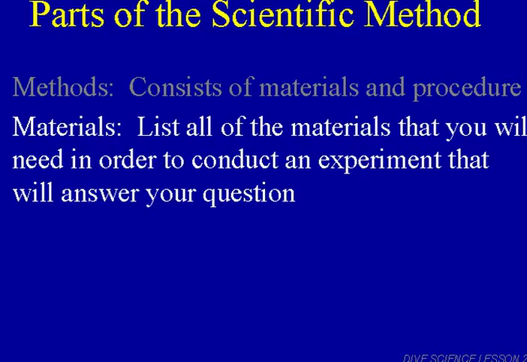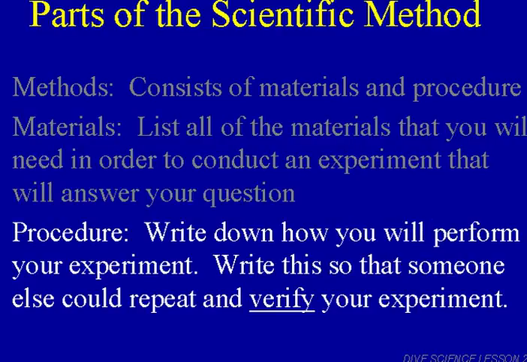And so you just start thinking about, how am I going to answer this question by doing an experiment? What materials will I need? And you exclude any materials that won't help you answer your question. You only use materials that will help you in answering your question. And then your procedure, that's where you'll write down how to perform your experiment. Like if you were cooking something, you'd have a recipe to cook that particular product, like cookies or something. You'd have a recipe that you were following, a step-by-step method on how to bake those cookies.